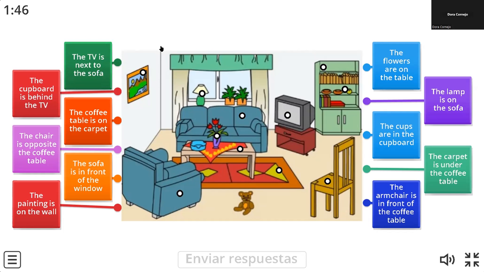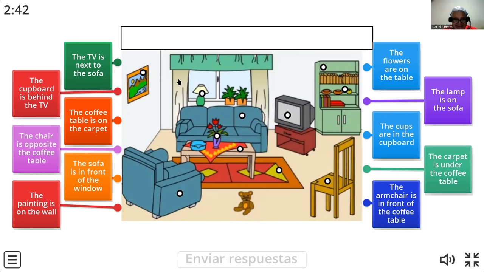Flowers are on table. Okay, so can you tell me where is the, let's see, did you finish? ¿Terminaron ya, chicos? Todavía no. Not yet. Okay, don't worry.